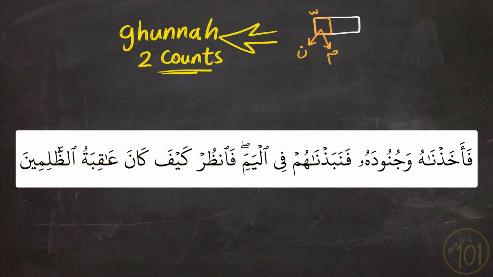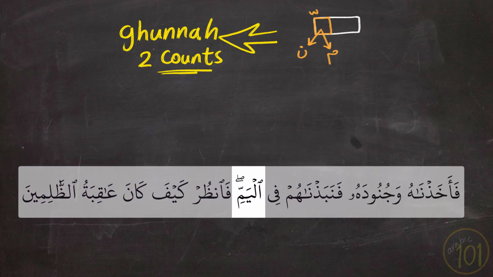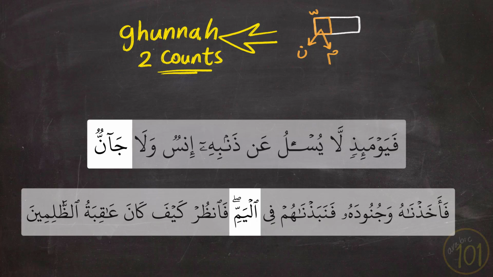الظَّالِمِينَ. So notice that at the end of these 2 words, we applied a ghunnah of 2 harakat. This means that it is not correct if you didn't apply ghunnah.